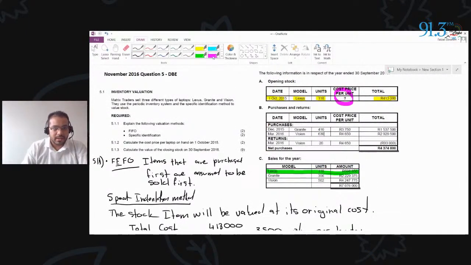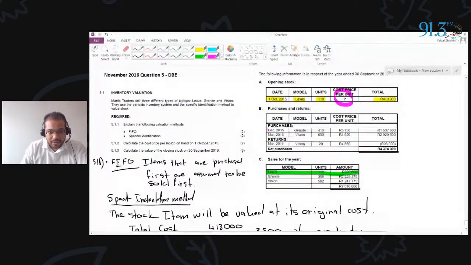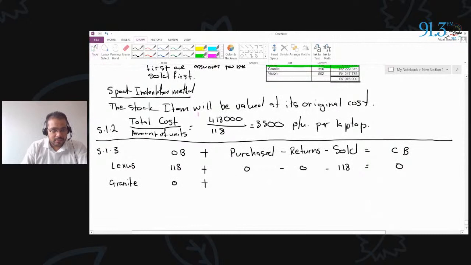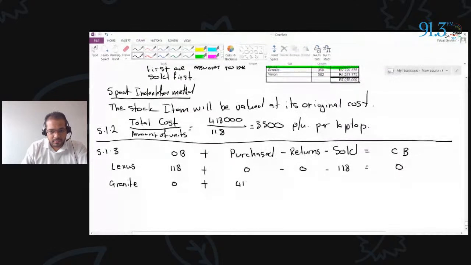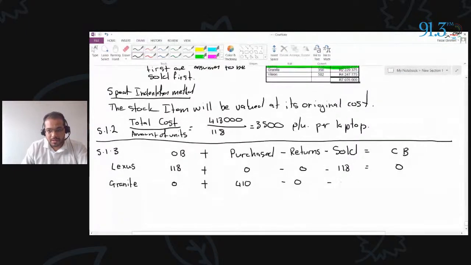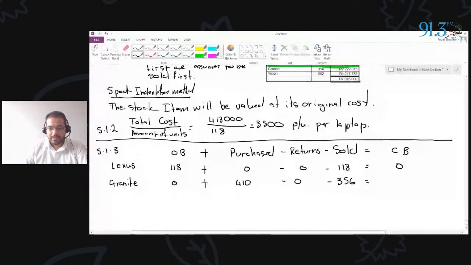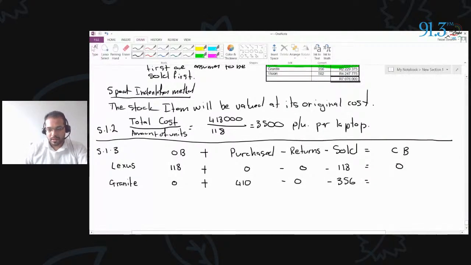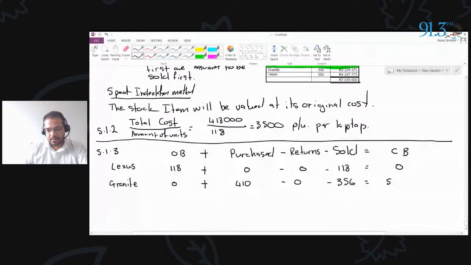So you can see here, let's take another color, let's highlight it. For the Granite on the 10th, in December 2015, we purchased 410 units. So we'll write here 410 units. I returned nothing and I sold 356, and that leaves me with a closing balance of 410 minus 356, and that is 54.